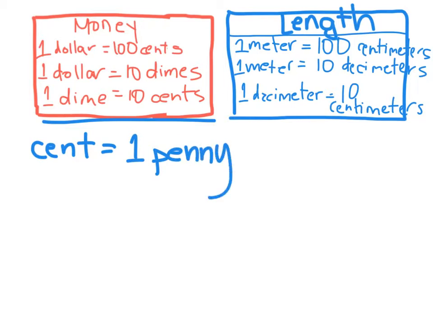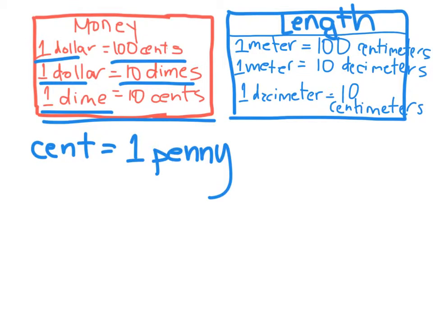The other thing we know is how many cents are in $1. We can say $1 has 100 cents. The other thing we want to know is how many dimes are in $1. $1 equals 10 dimes. 10, 20, 30, 40, 50, 60, 70, 80, 90, 100. And then the last piece of information is how many cents are in 1 dime. 1 dime equals 10 cents.